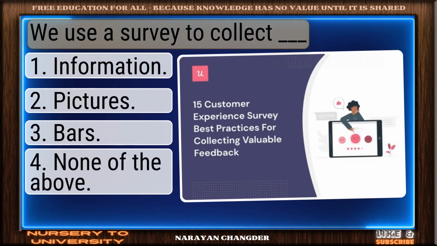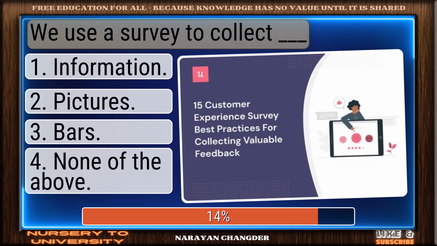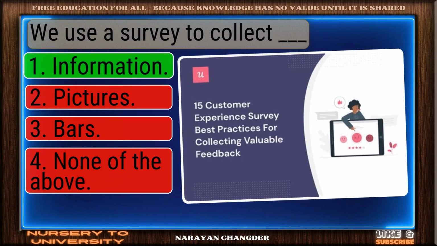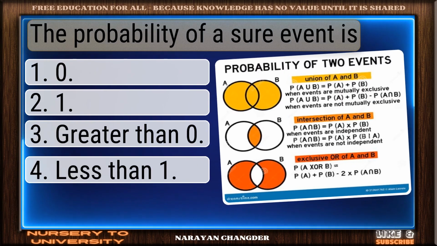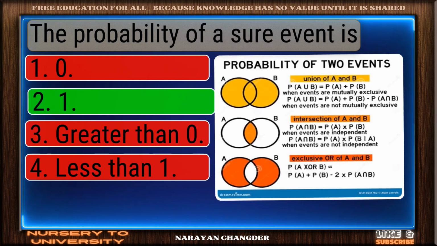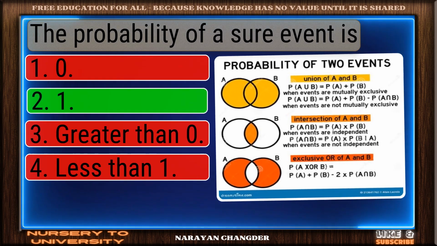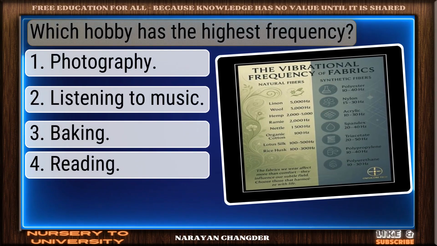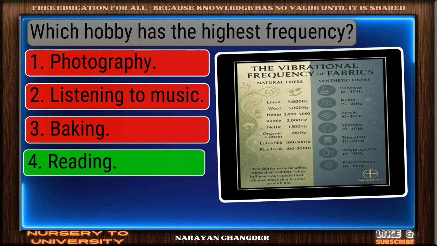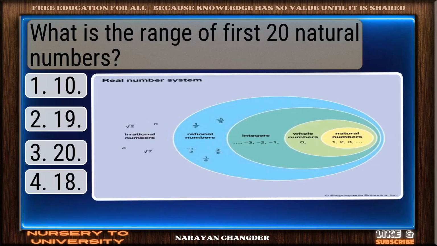We use a survey to collect dash. Right again. Information is valid. The probability of a sure event is. Well picked. 1 is correct. Which hobby has the highest frequency? You got it. Reading fits.